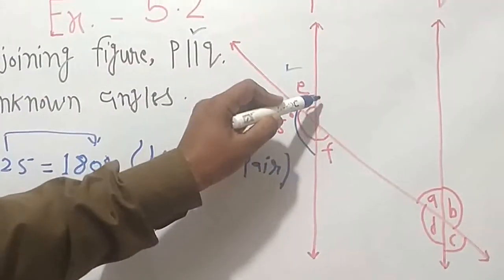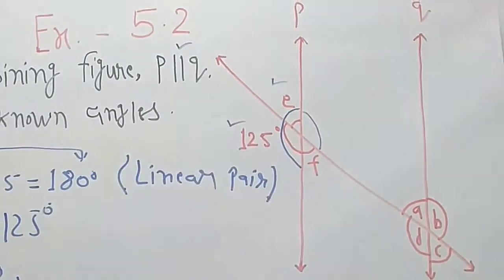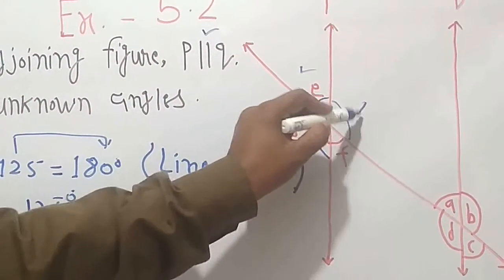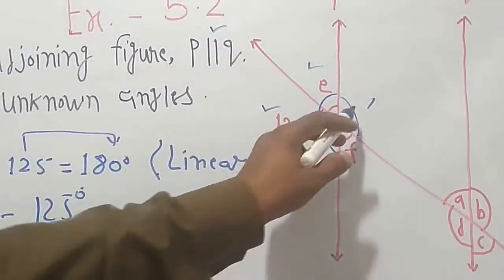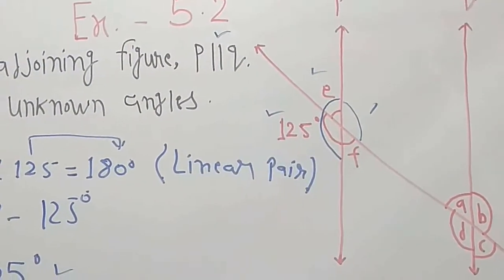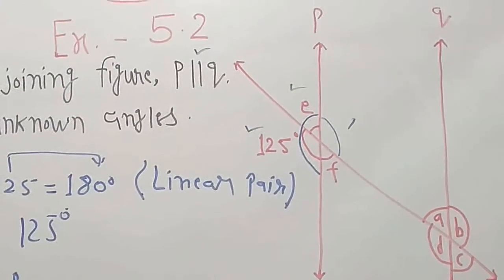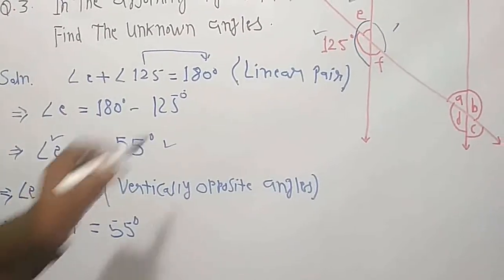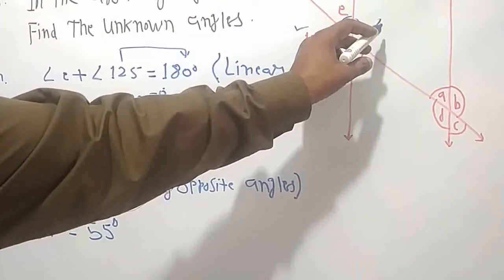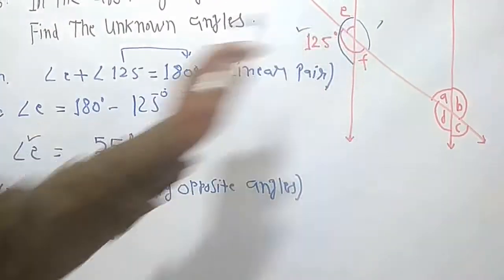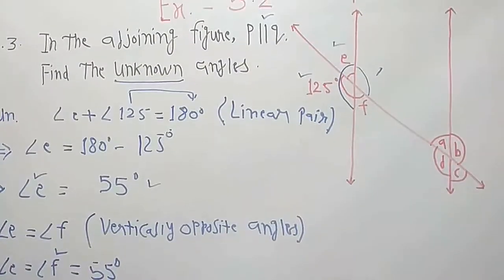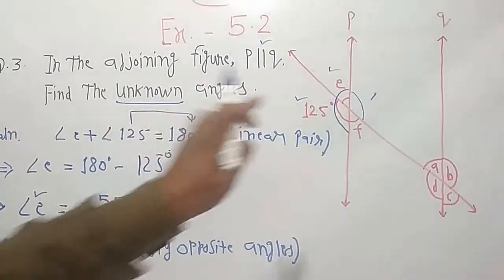Here what remains? This is the remaining part. It is 125. Actually it is unknown and it is just opposite to the 125. So we can write it as 125, but it is not needed. It is not in the category of unknown angles. The question is not demanding this, so we are not going to derive this.